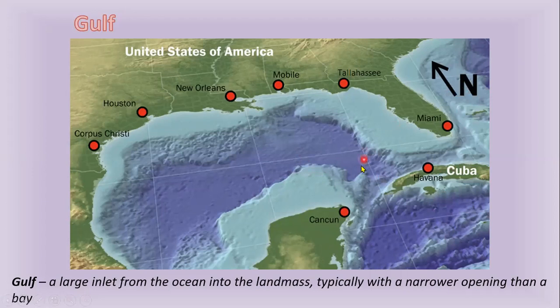If you see the difference between a bay and a gulf, the opening is narrow, it's small. In a bay, the opening was big. So in a gulf, the opening is narrow, which means small.